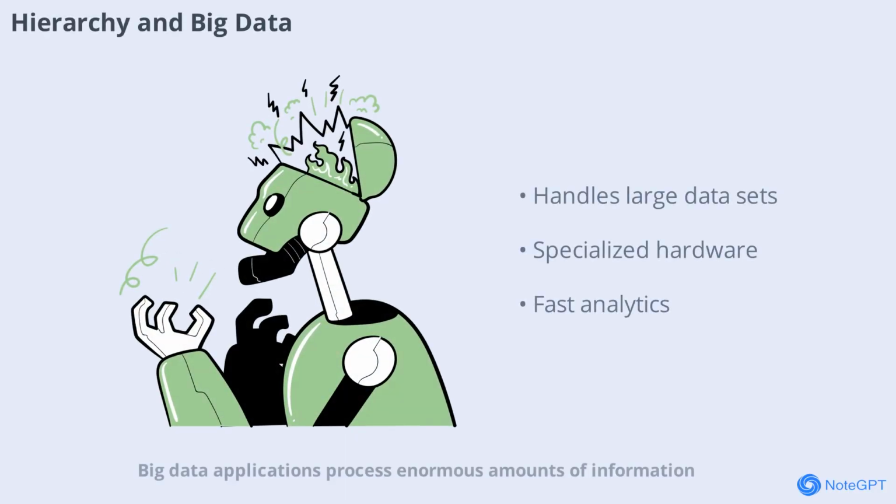Big data applications process enormous amounts of information, making efficient memory hierarchy even more important. Specialized hardware and software are used to manage data flow between fast and slow memory, ensuring that analytics and processing tasks are completed quickly and accurately.